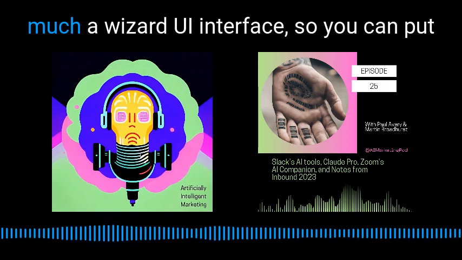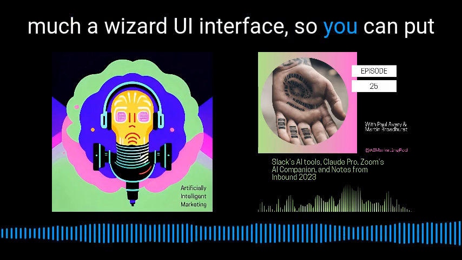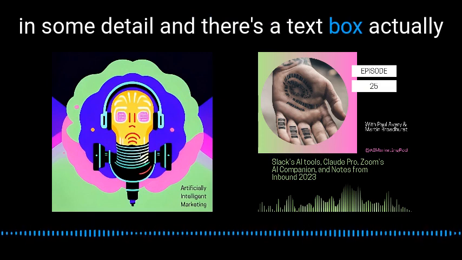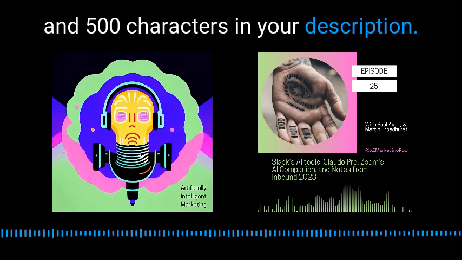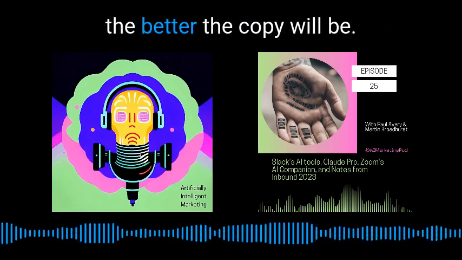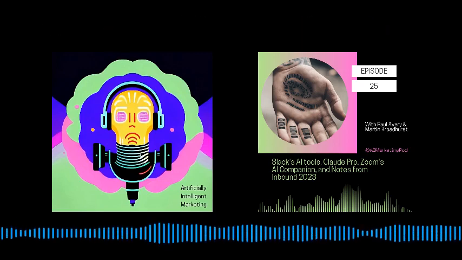A few observations on this. It follows very much a wizard UI interface. So you can put in some detail, and there's a text box actually where you can describe your business, and it's limited to 500 characters in your description. The more detail you put in there, the better the copy will be across your site.